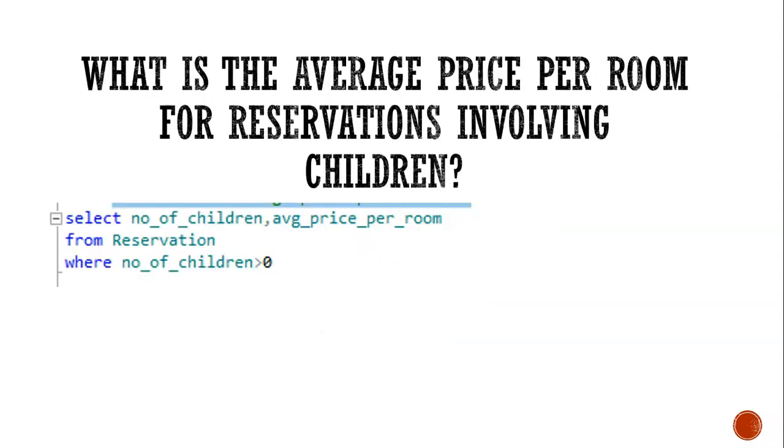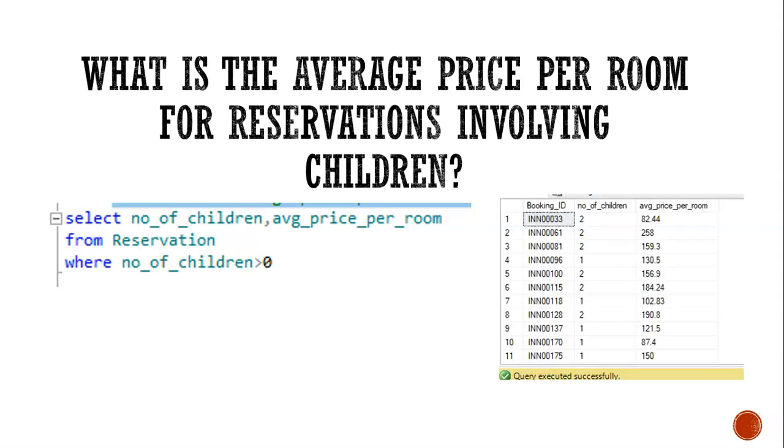Then I had, what is the average price per room for reservations involving children? So we had an average price per room column. I just simply displayed it where the number of children was greater than 0. So this is the booking ID, number of children, and the average price per room displayed.